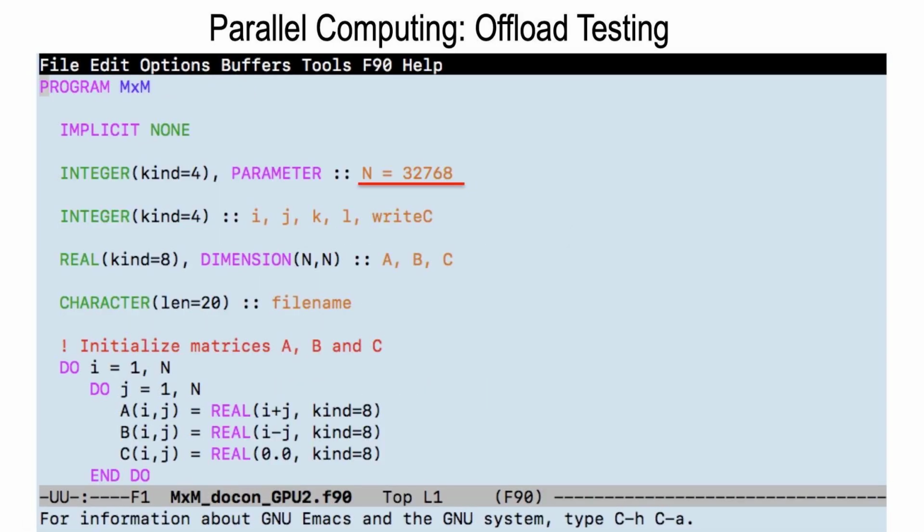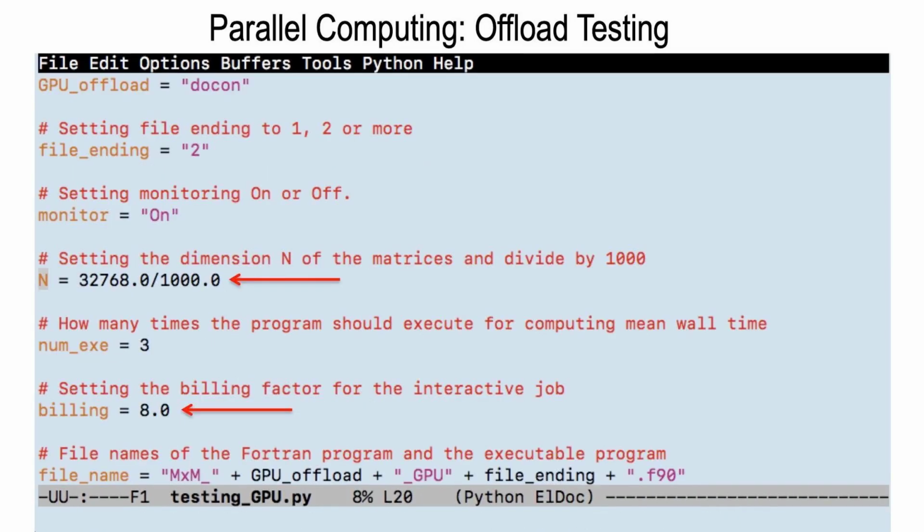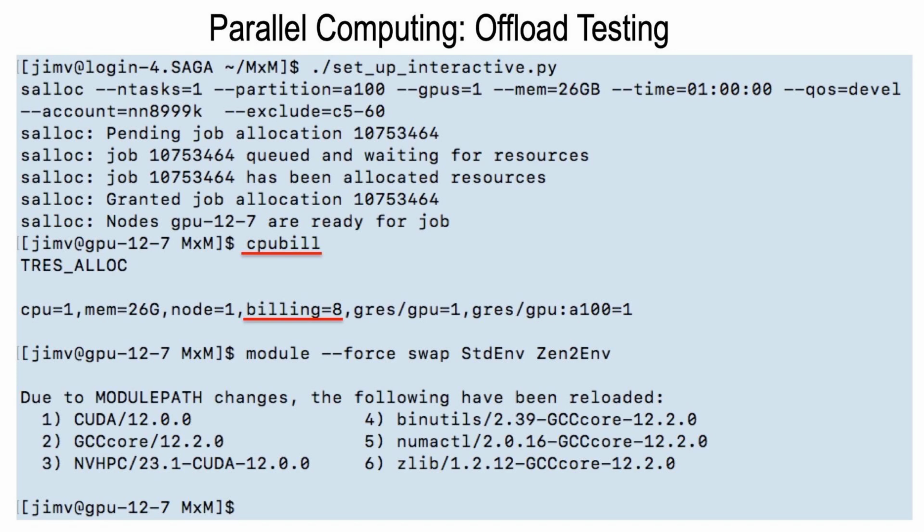In the Fortran program with the file extension 2, we need to update the value of n to 32,768. In our Python testing GPU script, we need to update the value of n to 32,768, and we'll set the billing factor to 8. Executing the setup script transfers us to the GPU 12.7 node, where we use our alias CPU bill to confirm that the billing factor remains at 8.